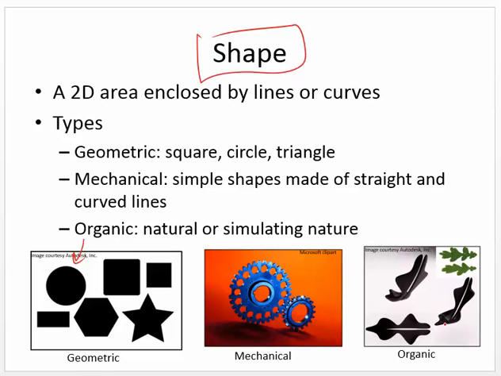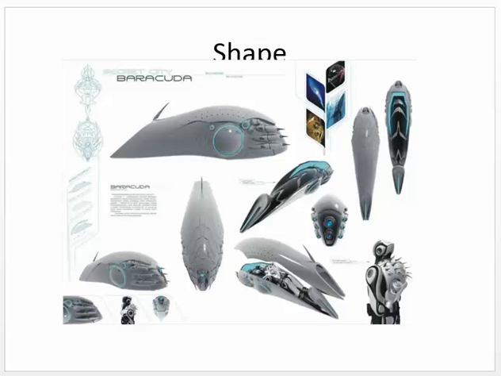We have organic, geometric. We have mechanical, which is the simple shapes, with straight and curved lines. Then we have organic, which is going to be natural or simulating nature. Here is a whole lot of different shapes where we've combined mechanical and nature there.